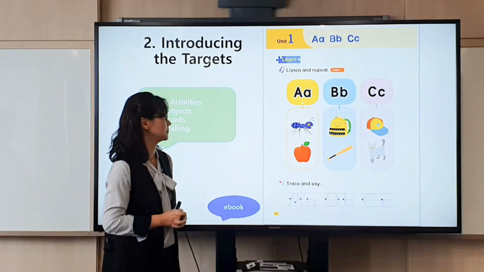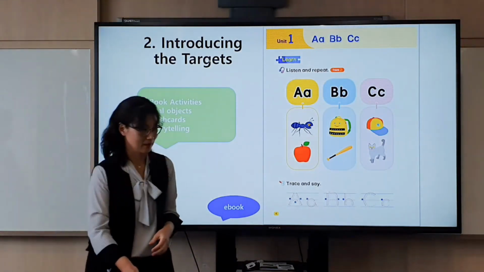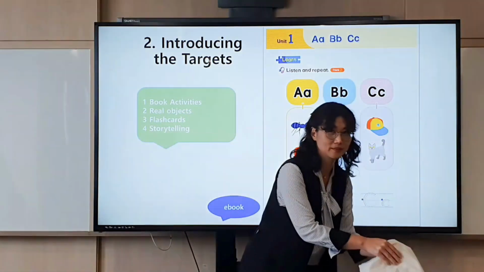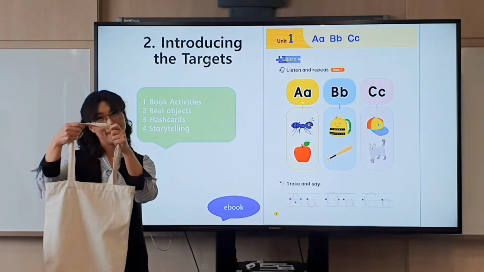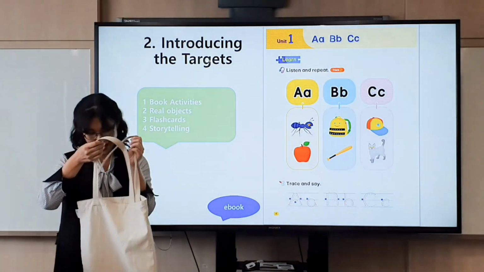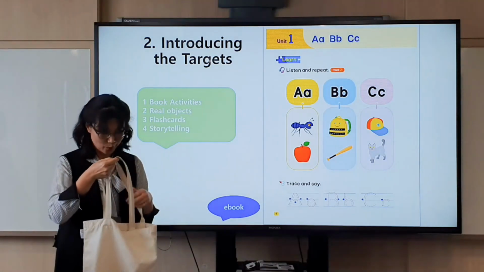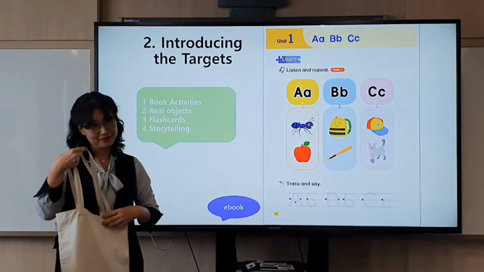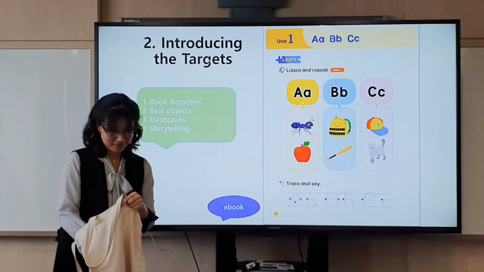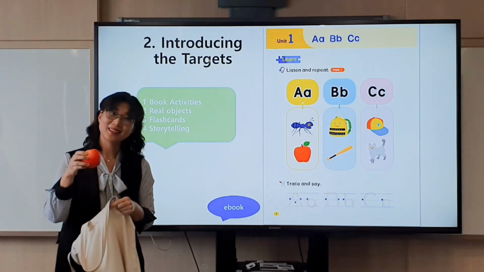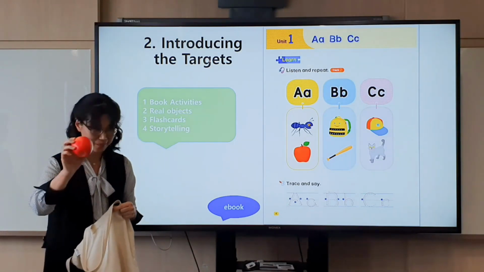Or you can use real objects. Okay? So let's try this. I have a bag here, and I have something inside. Wow. Do you want to see what I have in my bag? Okay, I'll show it to you. What is it? It's an apple. Okay, very good. It's an apple.